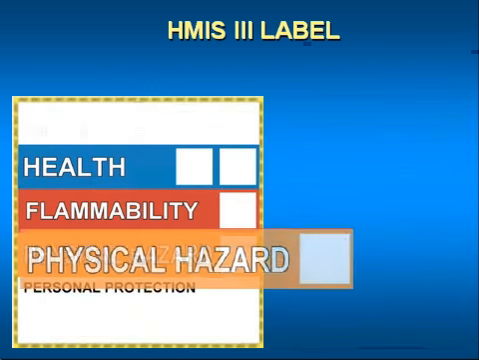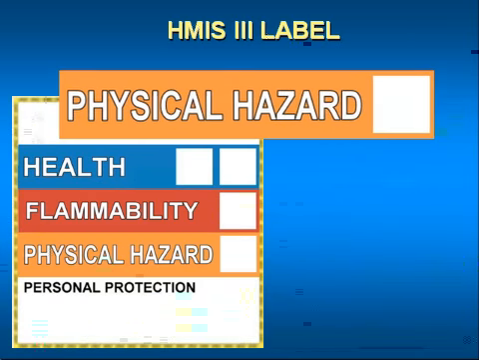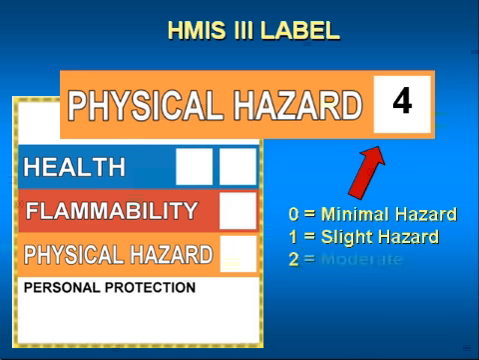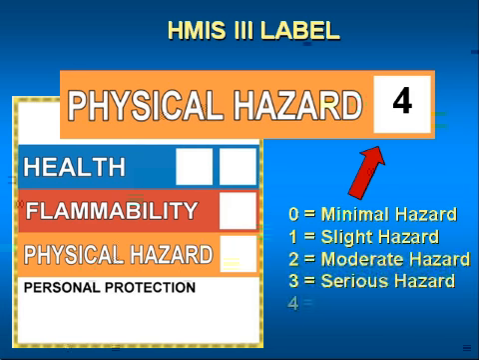The next section we want to look at is the physical hazard section, that yellowish-orange colored section. Just like the other one, it has a single box in it, and inside that box we will find numbers 0 through 4. 0 being no hazard at all or a very minimal hazard, 4 once again being the most severe of hazards.